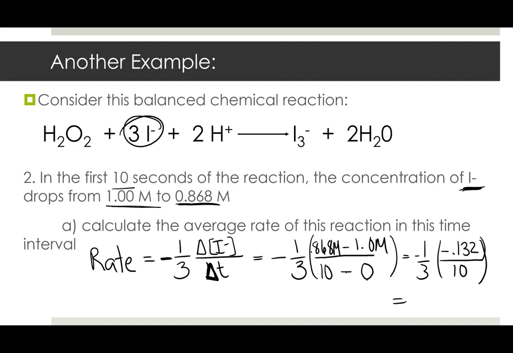Now I'm going to take negative 0.132 divided by 10. And then I'm going to multiply that by negative 1/3. So times 1/3 equals. And I get 0.001244. Okay.